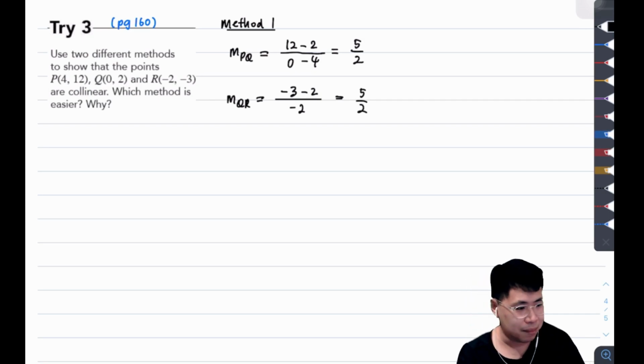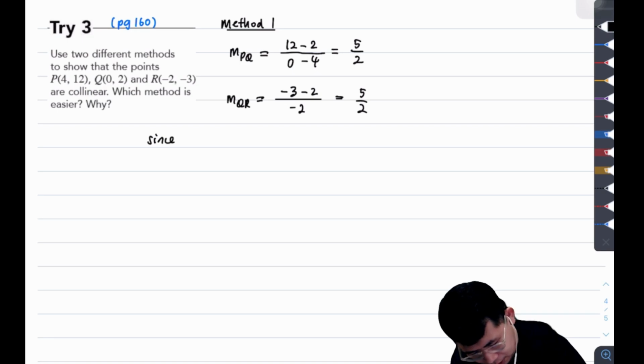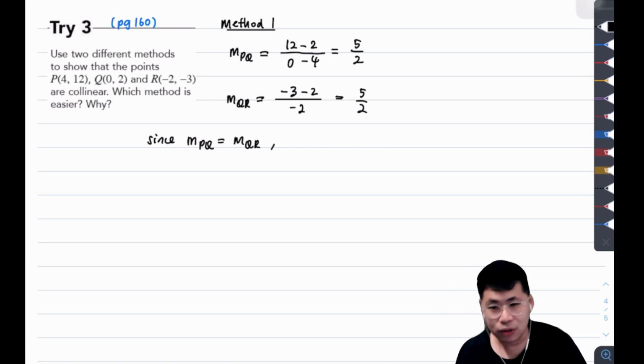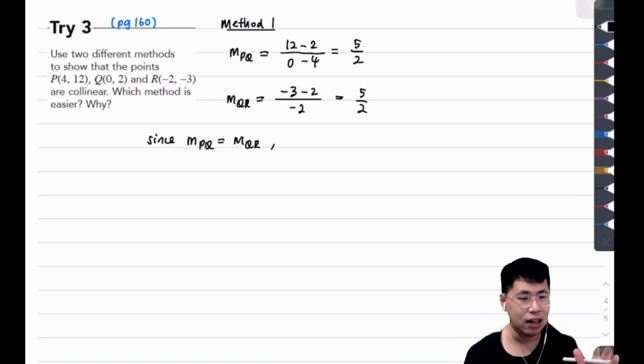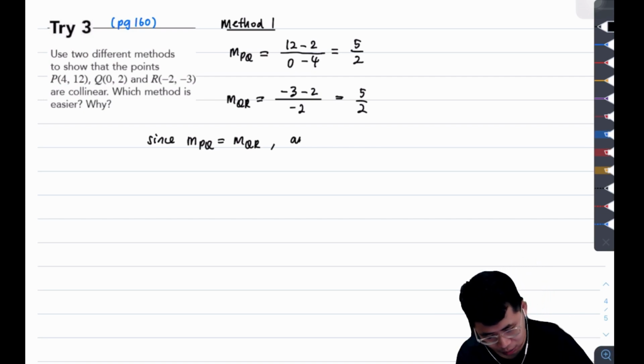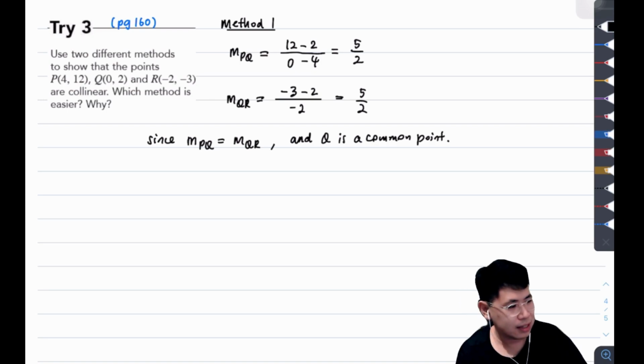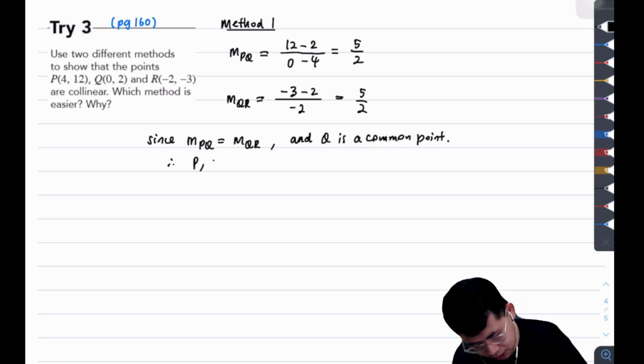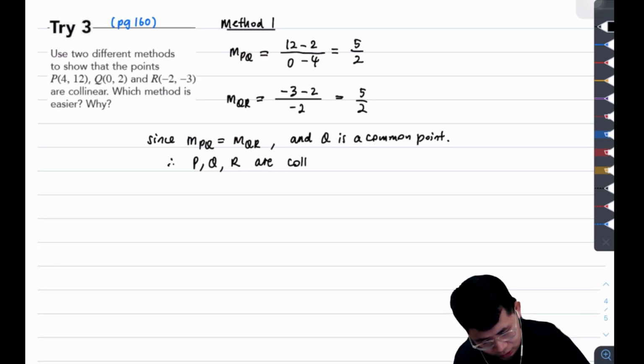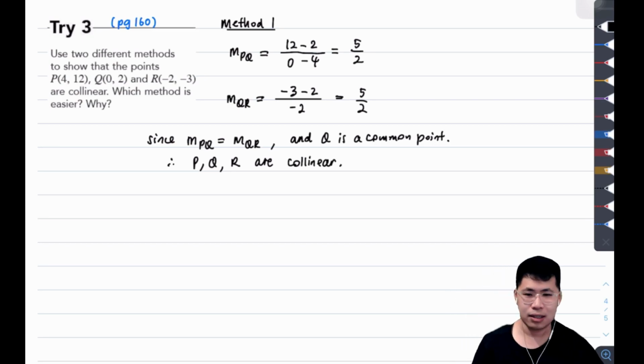So the gradients are the same. Since the gradient of PQ equals the gradient of QR, and being the same gradient is not enough, we need to show the common point. Which is the common point in our calculation? Q over here is the common point. So with this, the conclusion is P, Q, and R are collinear, or they lie on the straight line in our coordinate system. Now I'm going to write out method 2, but I will only upload it in the note version.